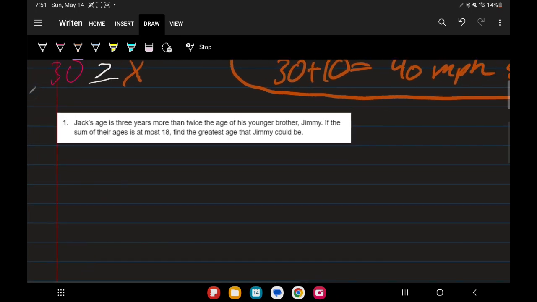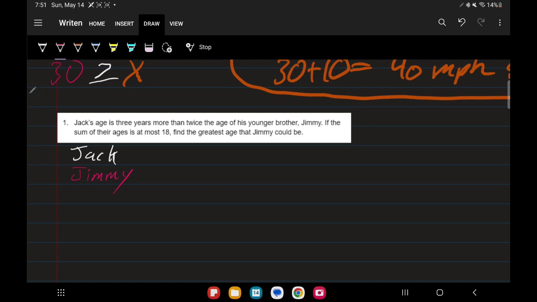So I'm doing most of the problems with the exception of one. So let's go ahead and do this problem. So we have Jack's age is 3 years more than twice the age of his younger brother, Jimmy. If the sum of their ages at most is 18, find the greatest age that Jimmy could be. So let's start with Jack. Well, we'll label them both, actually. So we have Jack, he'll be in white, and Jimmy, who will be in red.